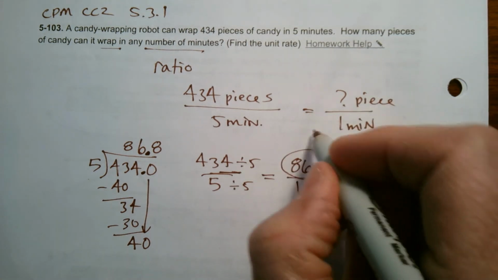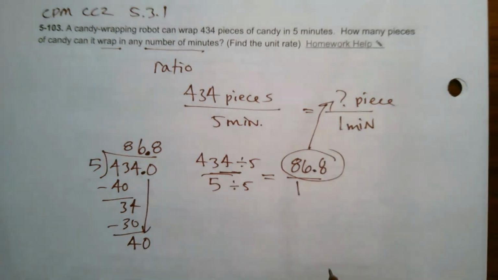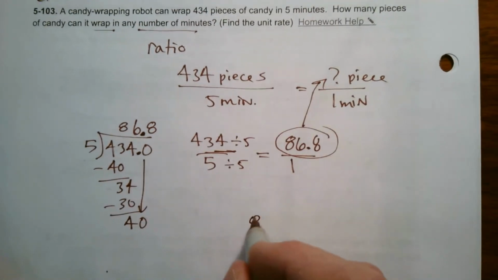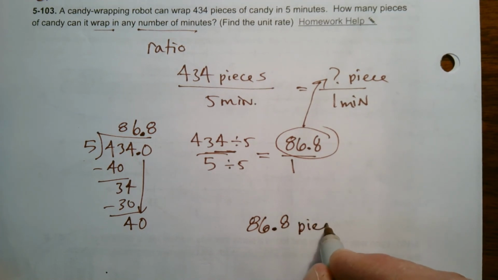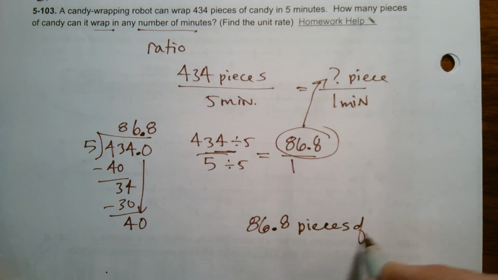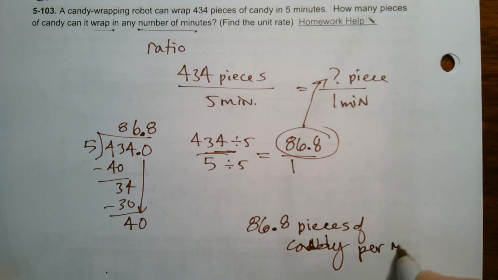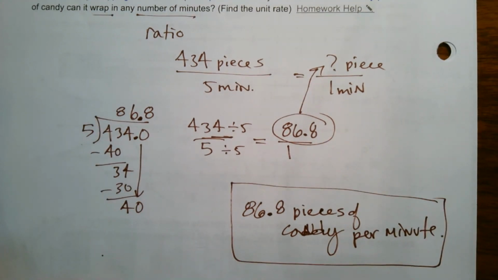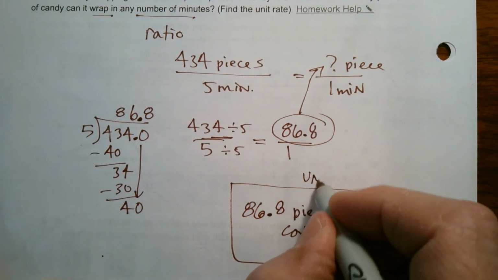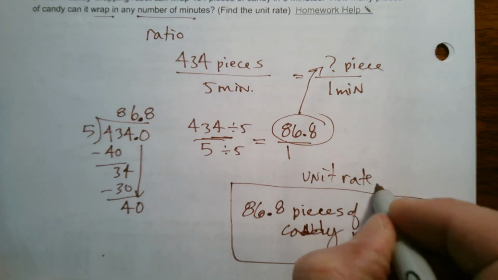Now that number is what goes where that question mark is. So my unit rate would be 86.8 or 86 and 8 tenths pieces of candy per minute. That's my unit rate.